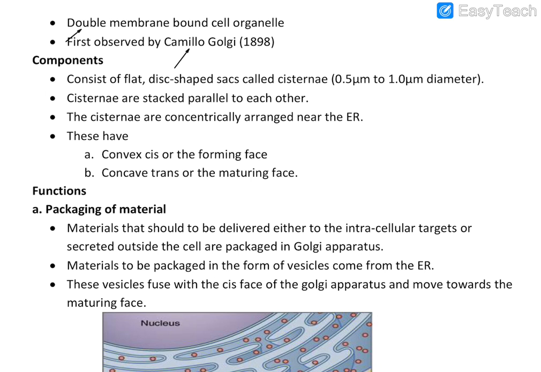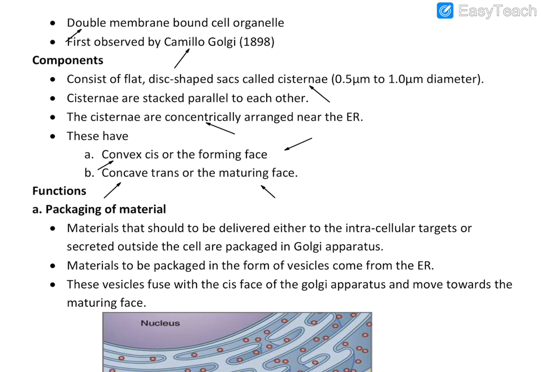Its components consist of flat disc-shaped sacs called cisternae. Just now I told you these are the cisternae. They are arranged one above the other, concentrically, near the endoplasmic reticulum. So it has two faces. One is the convex cis face, also called the forming face. The concave one is the trans face, also called the maturing face. The maturing face faces the plasma membrane. The cis face faces the endoplasmic reticulum.